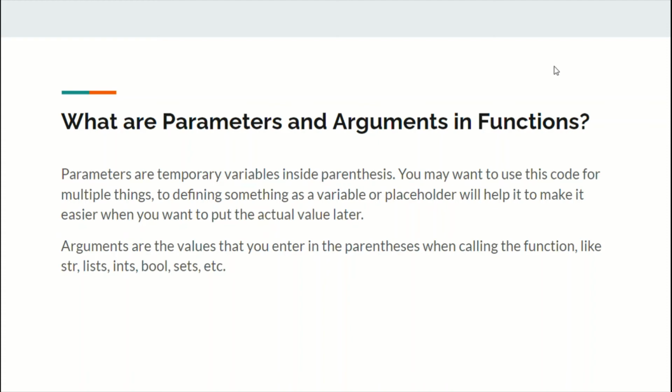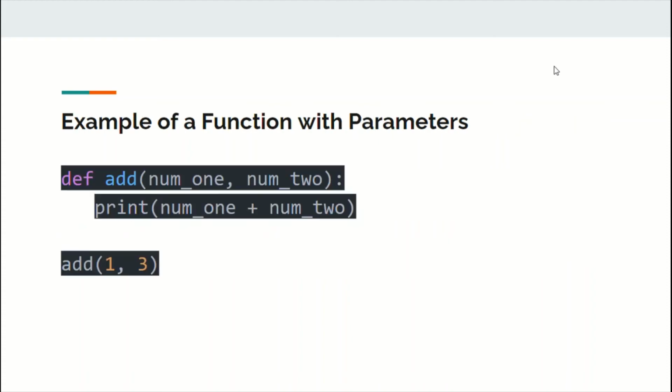Arguments are the values that you enter in the parentheses when calling the function. So some examples of arguments include strings, lists, integers, booleans, sets, and more. So now let's take a look at parameters and arguments actually used in a function.